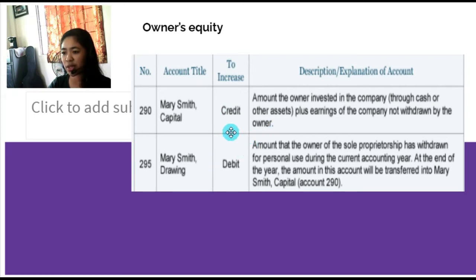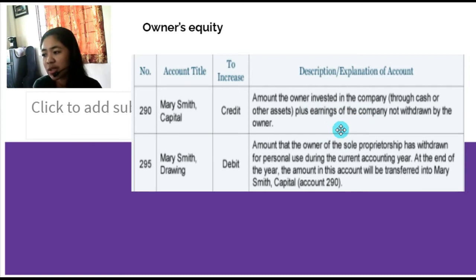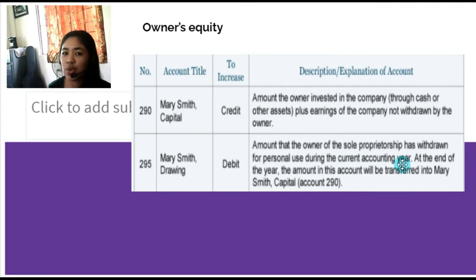So for Mary Smith capital, amounts the owner invested in the company plus earnings of the company that are not withdrawn by the owner. So for the drawing, they debit it an amount that the owner of the sole proprietorship has withdrawn for personal use during the current accounting year. At the end of the year, the amount in this account will be transferred into Mary Smith capital.